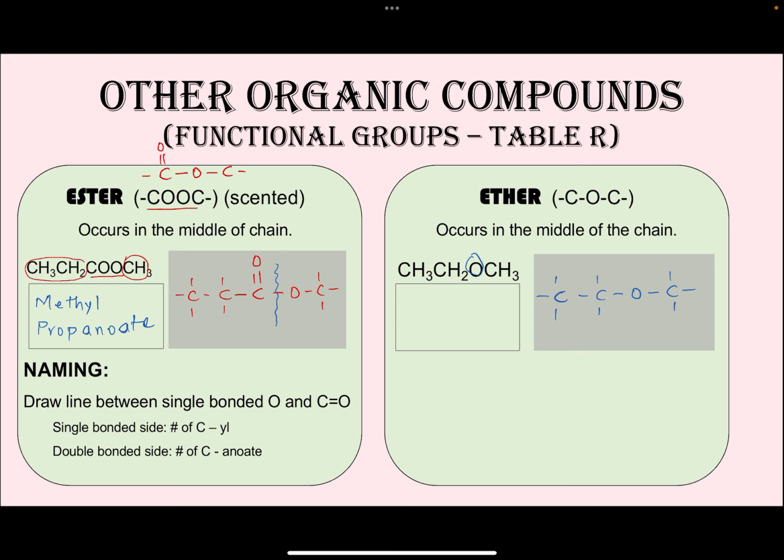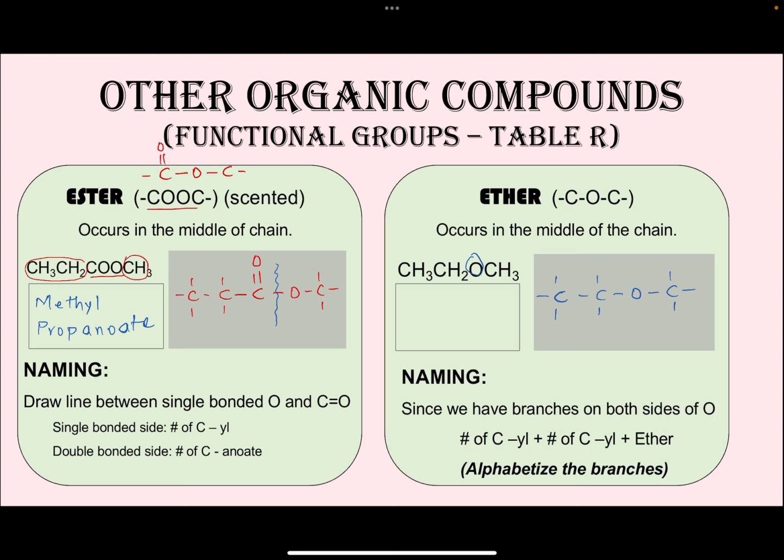So basically, it's kind of like we have 2 carbon chains on both sides of oxygen. So we end the name of this with ether, and then we basically just have to name both chains on the 2 sides of the ether. But the thing to keep in mind is that we have to alphabetize those chains.